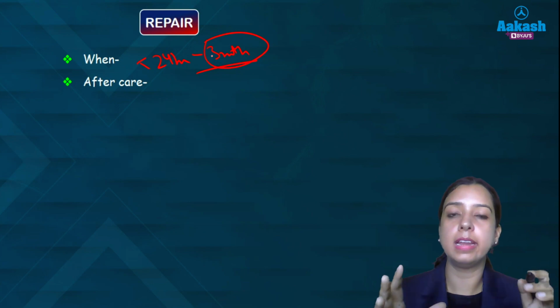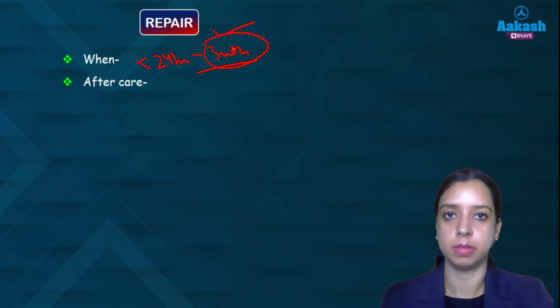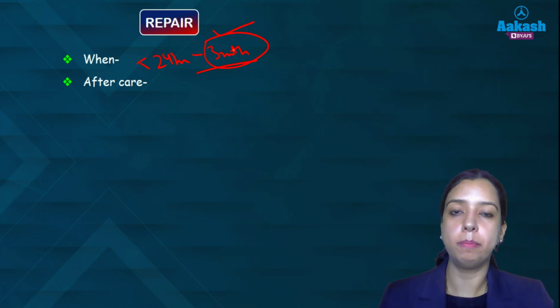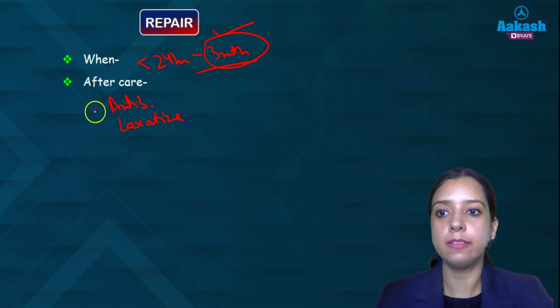Because the inflammation and edema is so much that if you try repair, your surgery will result in failure. That is why you wait for 3 months. Aftercare you provide to a perineal tear patient: antibiotics are given once the repair has been done. Laxatives are given. These are not given during episiotomy.